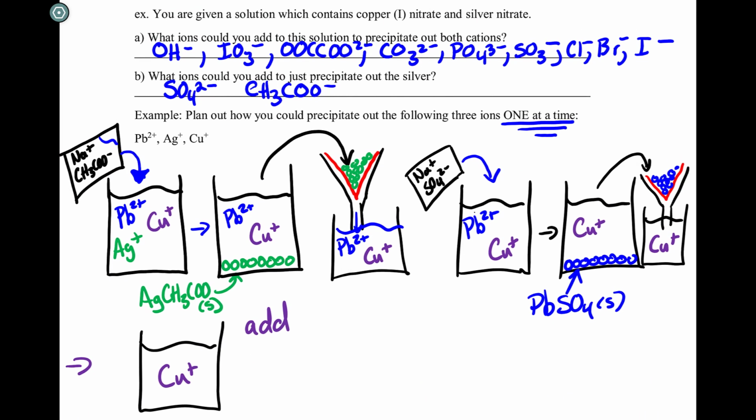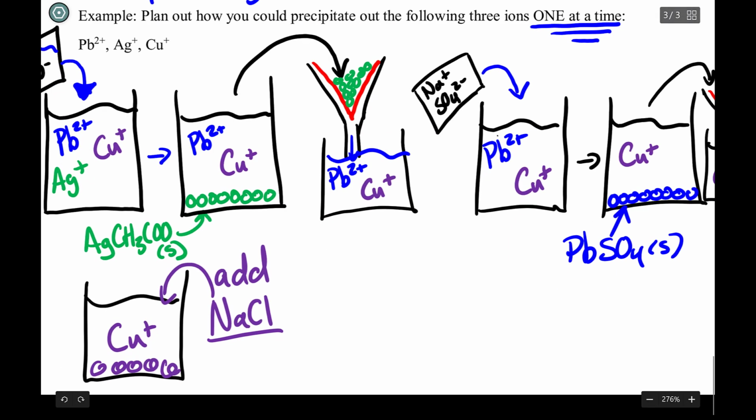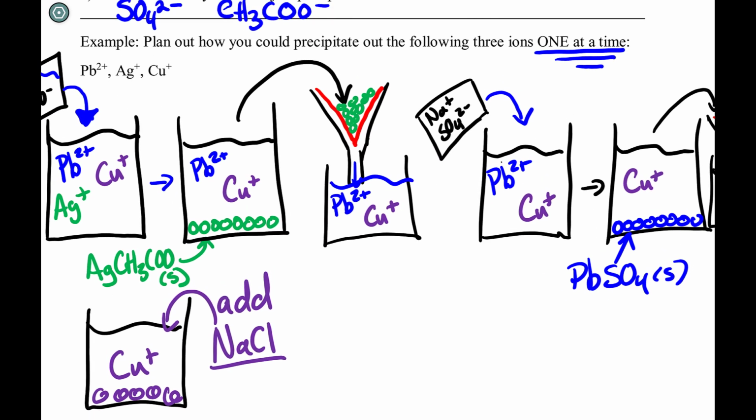I would probably add in something like sodium chloride. I'd add that in. It would precipitate out. And then I could filter it a 3rd time. I think you guys are getting the gist. Okay. So that was my scenario.